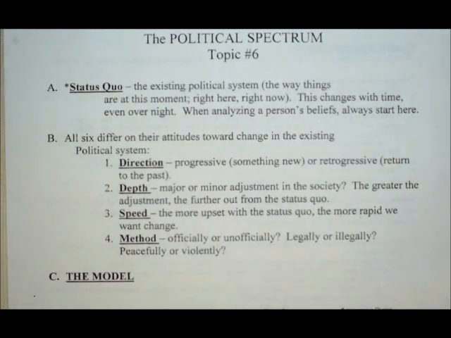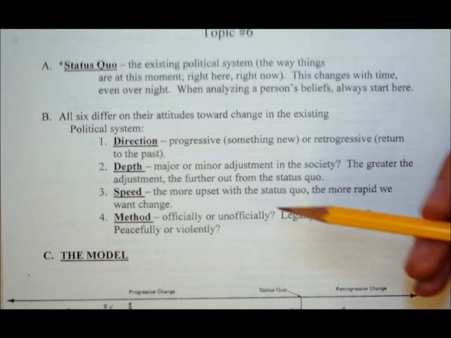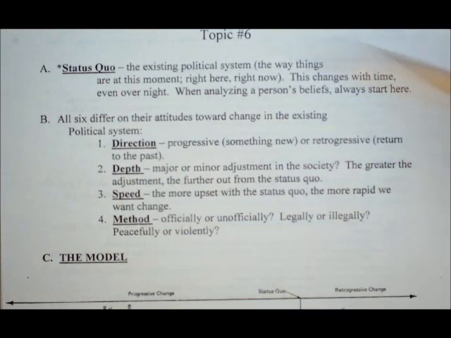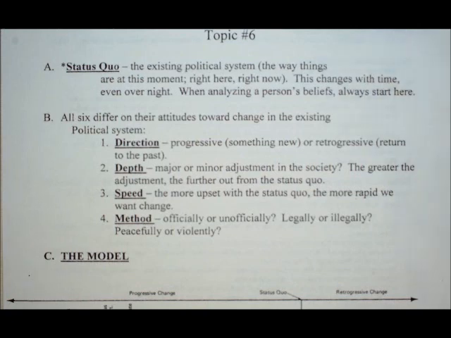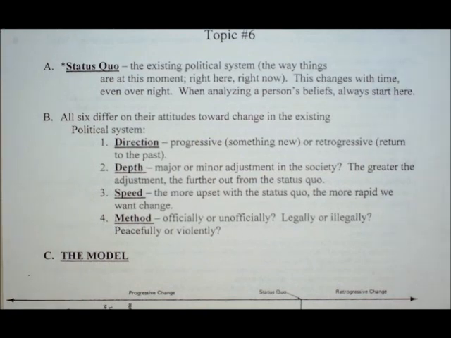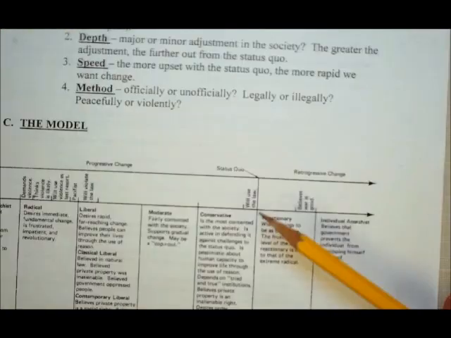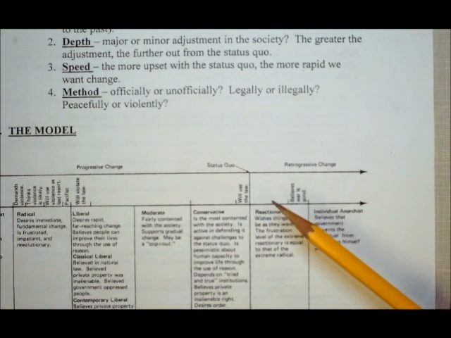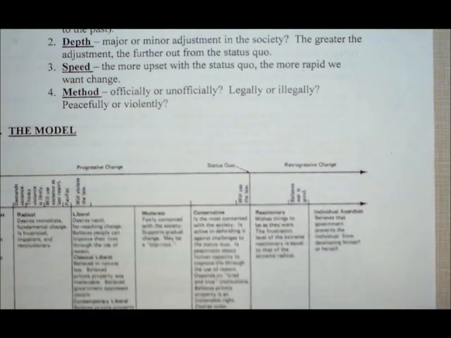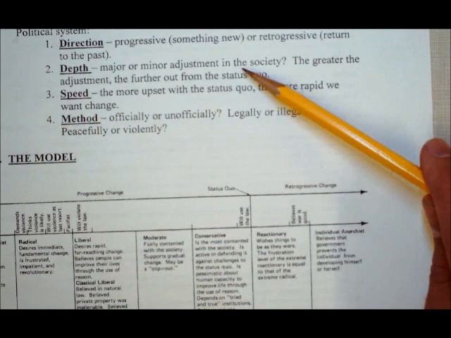Now, all 6 of the political perspectives down below are going to differ in these ways. They differ on their attitudes toward changing the existing political system by, first of all, direction. Progressive, are they going towards something new? Or retrogressive, returning to something in the past, the way things used to be. Number 2 is depth. Do they want a minor or major adjustment to society? The greater the adjustment, the further out from the status quo. And so we'll note that on the graph here, or on our spectrum rather. The further people are away from the status quo, the greater the depth of the change they want to see.